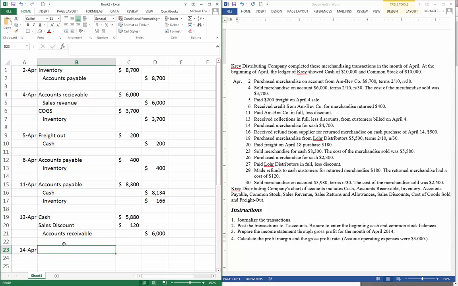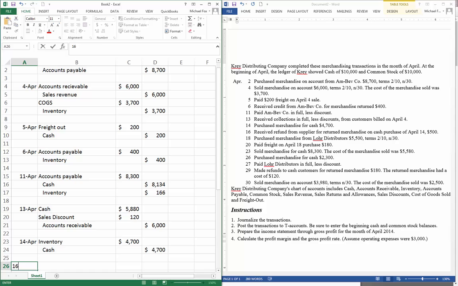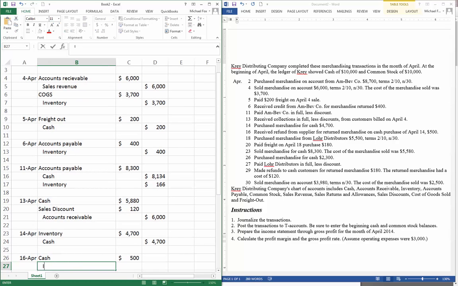14 April. Purchase merchandise for cash, $4,700. So inventory increases. Cash decreases. 16 April, received a refund from the supplier for returned merchandise on the cash purchase April 14, $500. So our cash will go back up, and our inventory will go down.